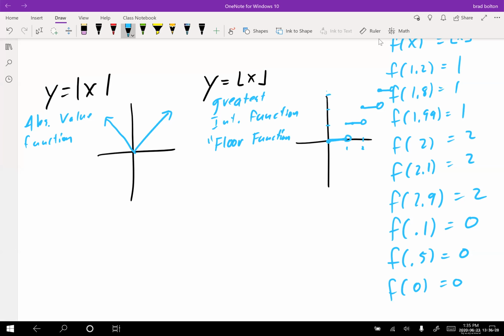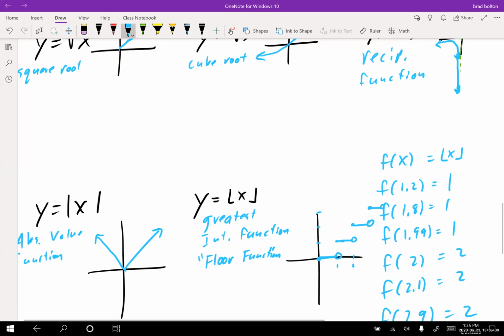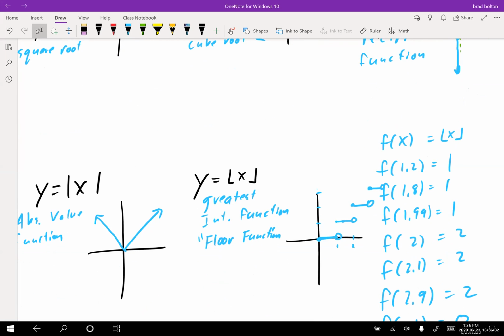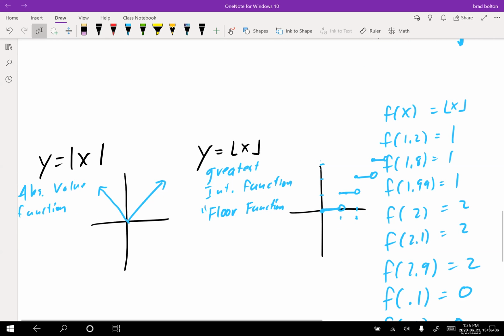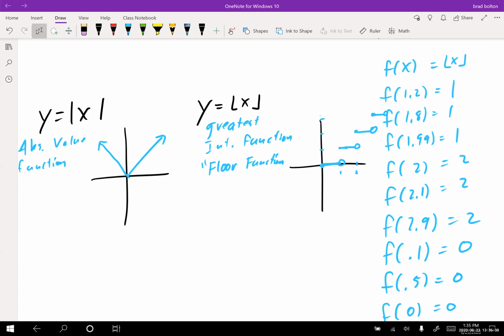I just wanted to give you guys a heads up on all of these. The domain for this one looks weird, but it would actually be negative infinity to positive infinity for this floor function, because even though it hops around, it is a discontinuous graph. It, however, touches every value from the left and from the right, okay?